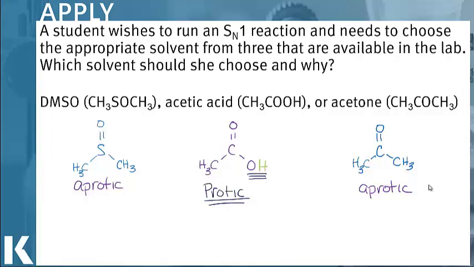Understanding the solvents that we use for SN1 reactions is going to help us to very easily identify an SN1 reaction when presented to us.